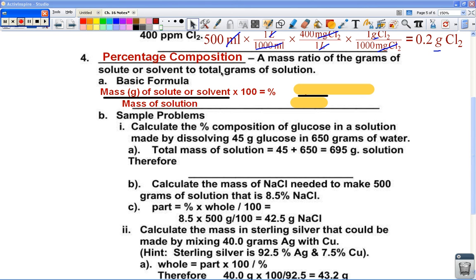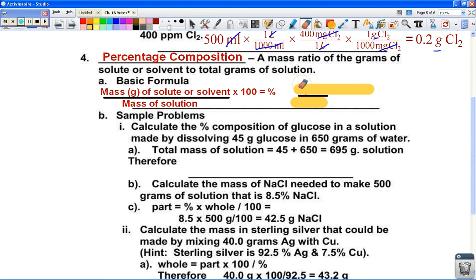So if we have, let's say, our solution is 99% water, that is because 99% of the mass is water and 1% of the mass is something else, which is the solute. So this is how you do it, right?